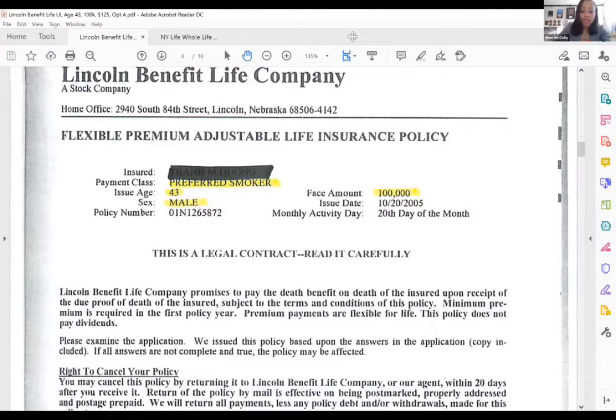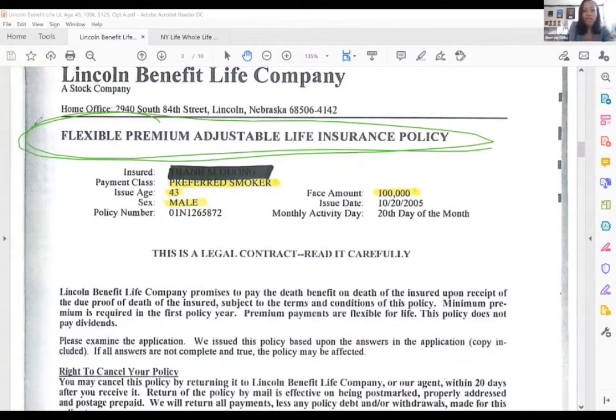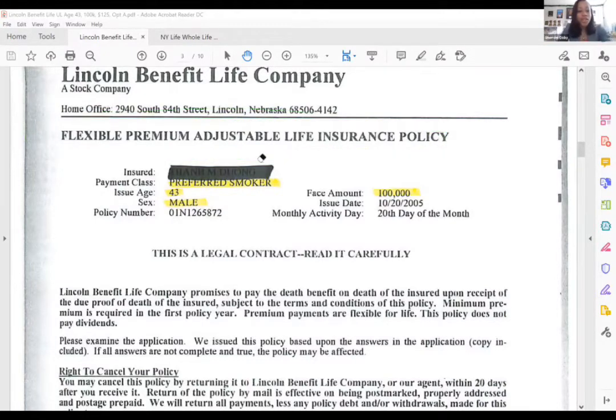It says that it's flexible premium adjustable life insurance, right? So just like I said, if you see that, that is Universal Life. So that's right there on the front page. Then you're going to look at, you'll see the rating, preferred smoker. So their premiums are going to be higher than the average person. Then you see their age when they got it, their coverage amount, face amount, right? And the issue date. So all the things that we talked about earlier, you want to find that stuff immediately and take note of it.